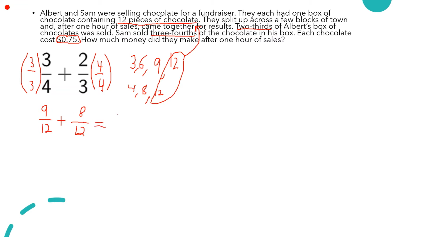So in total, 9 plus 8, we're adding the numerators now, not the denominators. 9 plus 8 is 17, so 17/12. So they sold 17 of their chocolates. Alright, so now that we have 17 chocolates, we've got to remember that each chocolate costs 75 cents.